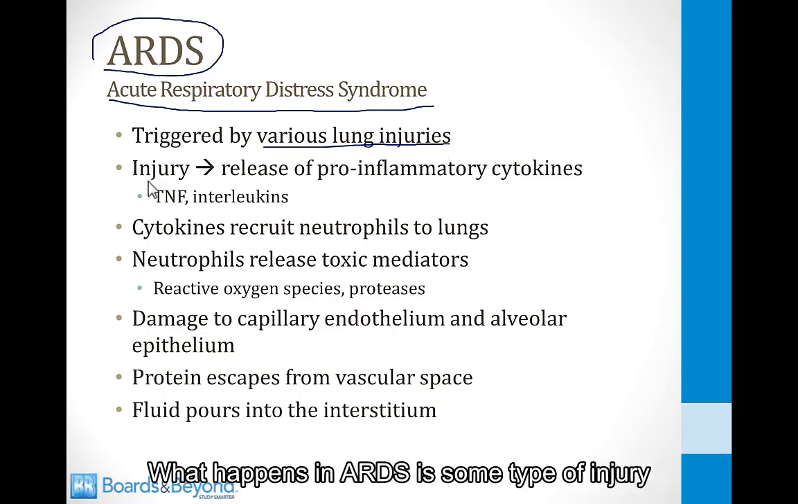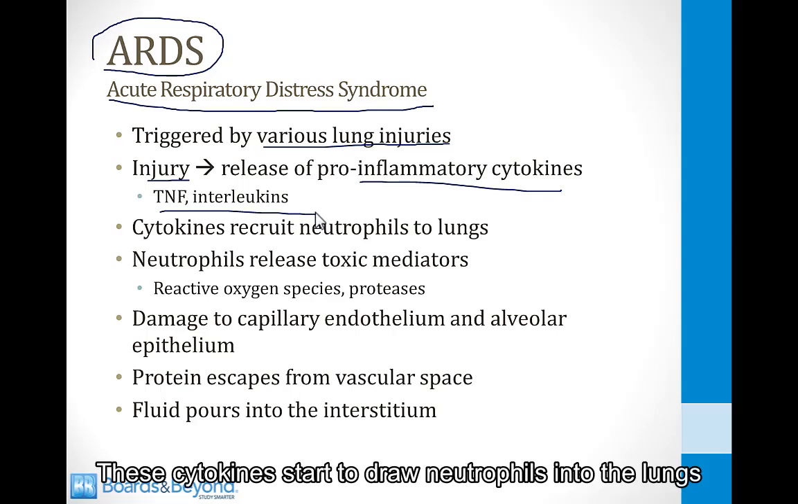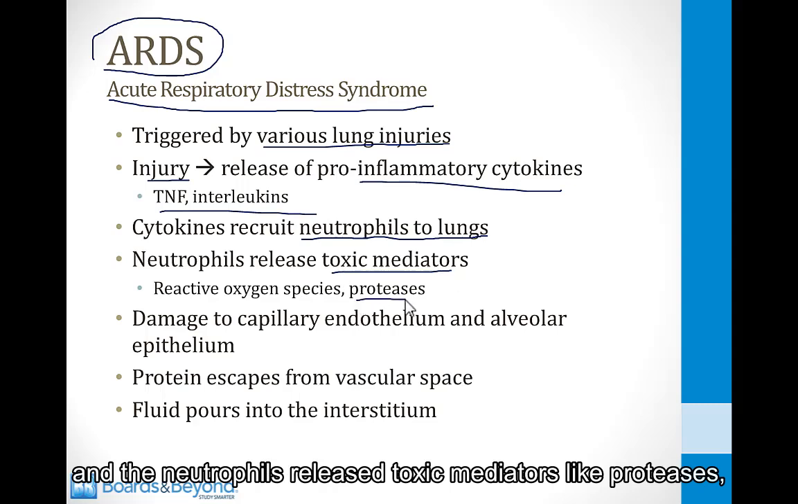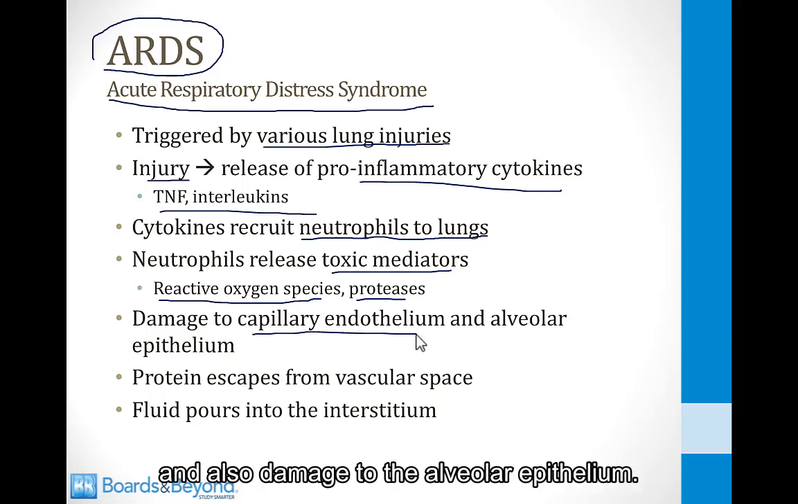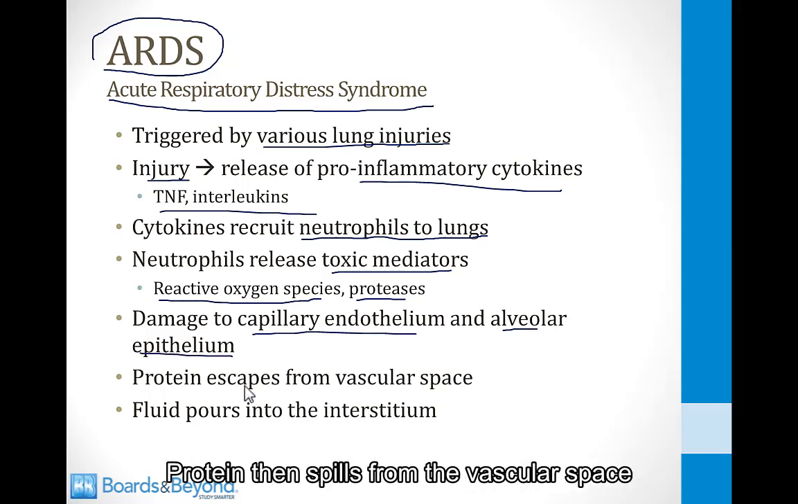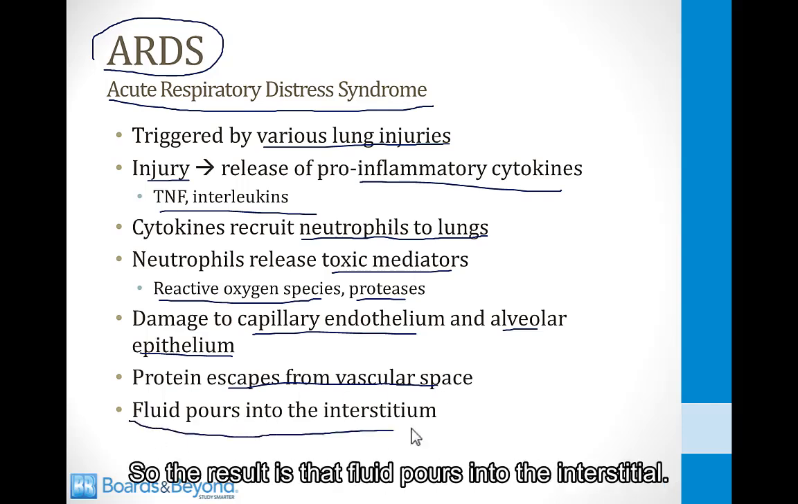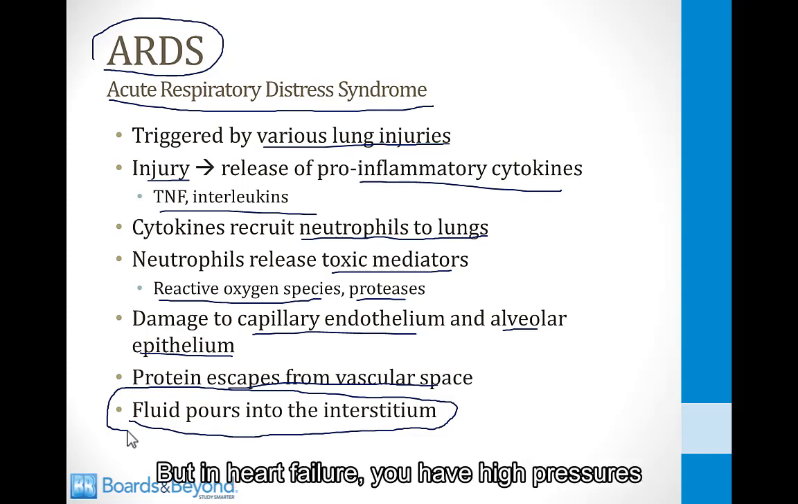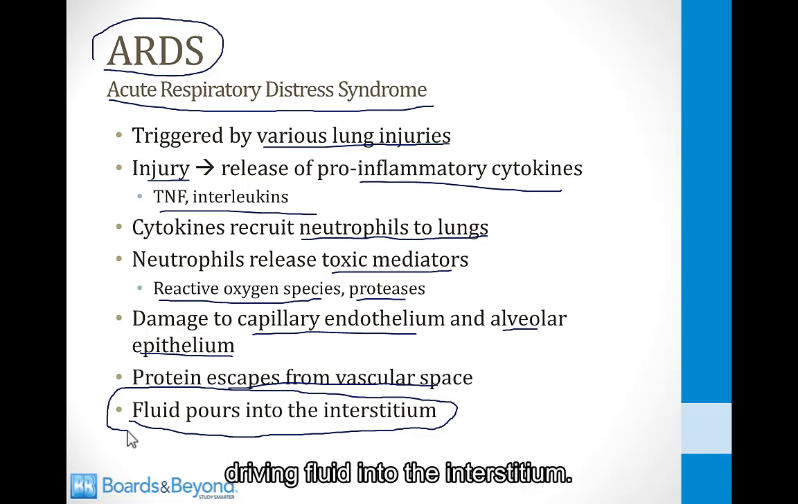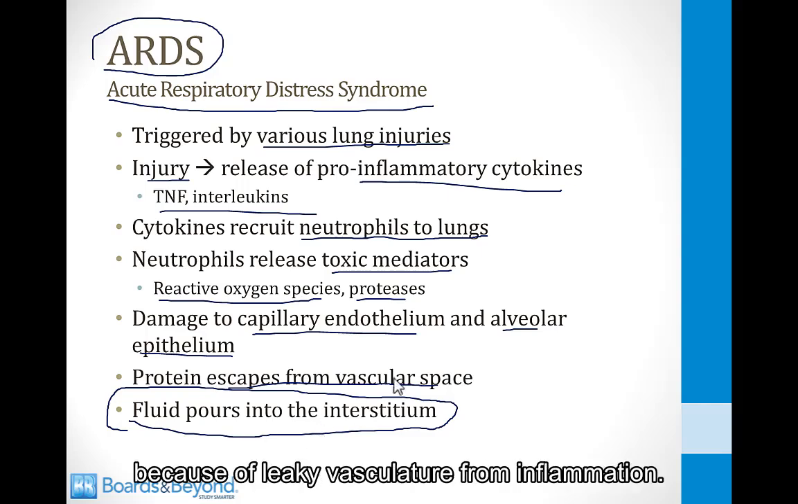What happens in ARDS is some type of injury leads to the release of pro-inflammatory cytokines like TNF and interleukins. These cytokines start to draw neutrophils into the lungs, and the neutrophils release toxic mediators like proteases and reactive oxygen species. This results in capillary endothelial damage and also damage to the alveolar epithelium. Protein then spills from the vascular space, and whenever you lose protein, it takes fluid with it. So the result is that fluid pours into the interstitium. This is the same problem as pulmonary edema in heart failure, but in heart failure, you have high pressures driving fluid into the interstitium. In ARDS, you have fluid in the interstitium because of leaky vasculature from inflammation.